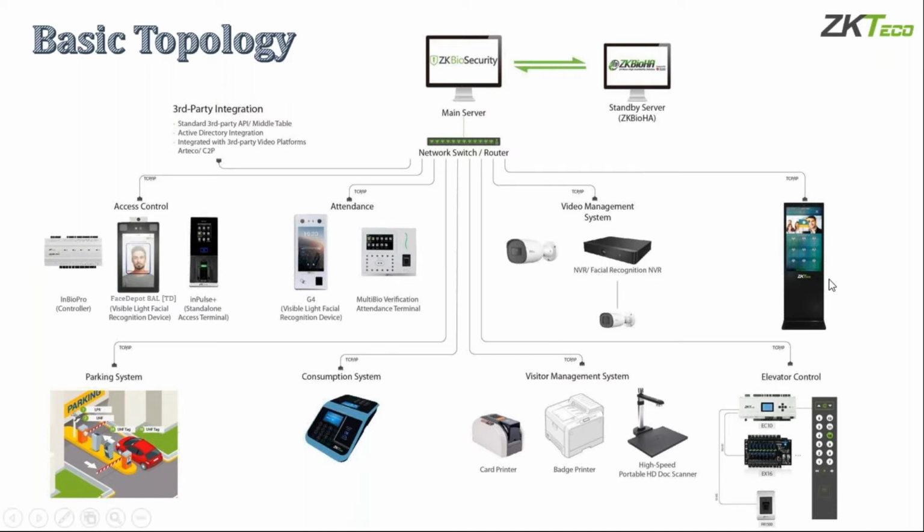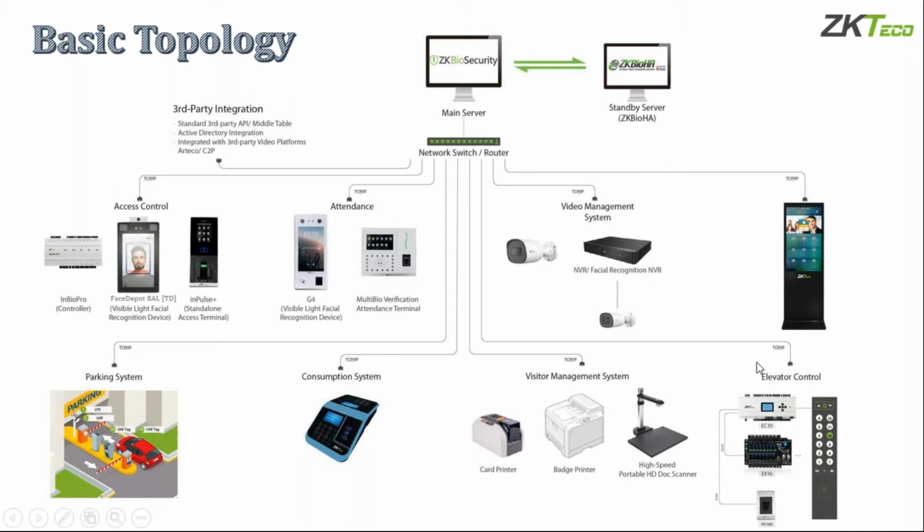Then there is a module for the face kiosk. Right now you can see here is the 43-inch device which we use for verification purposes from a distance. Whenever a person is walking, with the help of this device, we can connect this to the software and we can generate the report, and we can give access to the users as well.